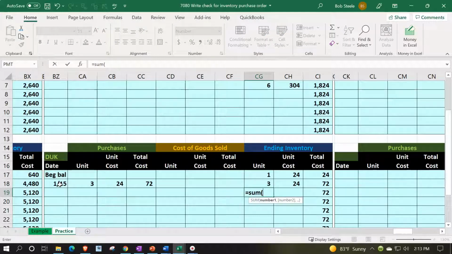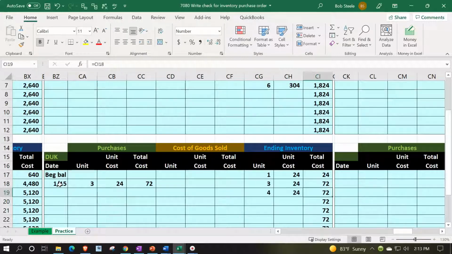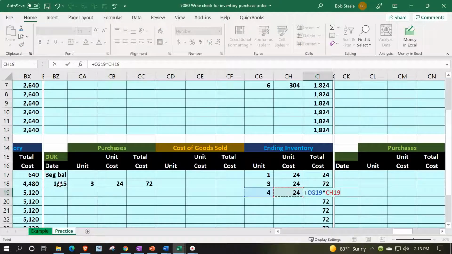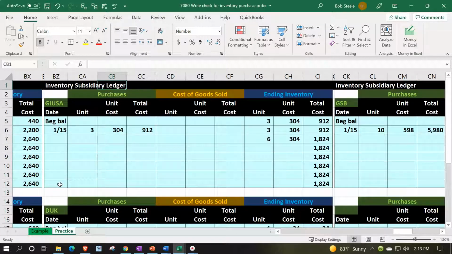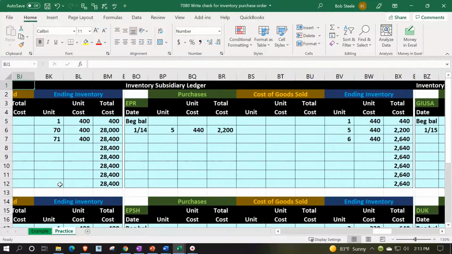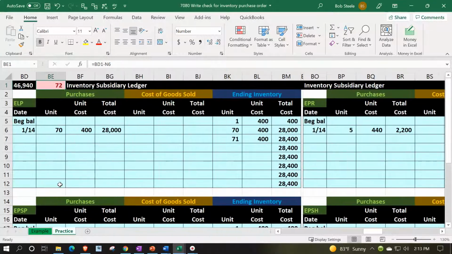How many do we have in total then? We had 1 before, so now we got 4. $24, 4 times 24. Now we're at the 96 total on those units. That then we need to record for 72. That should throw us off by the 72 up top here. There it does. Let's record it.